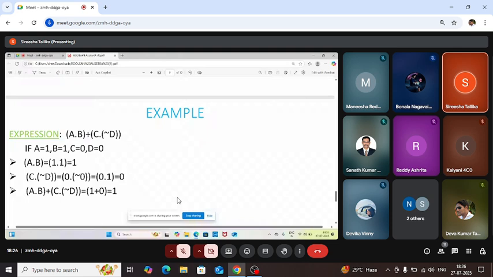So already the C value is 0. So 0 into 1 is 0. If I apply the values, then A plus B, A into B, I simplify this: 1 plus this symbol, then I simplify this, 0 is this, and 1 plus 0 is 1. This is an example expression of Boolean algebra.